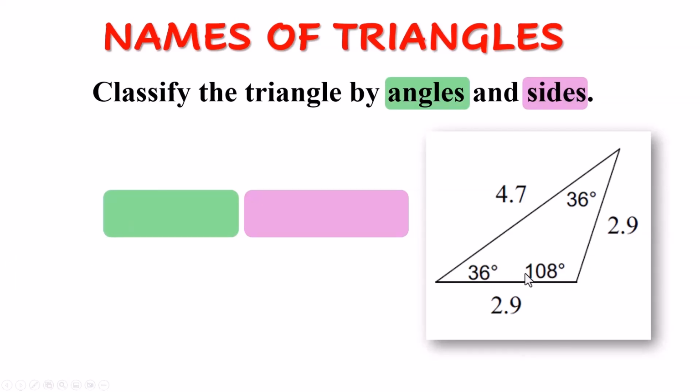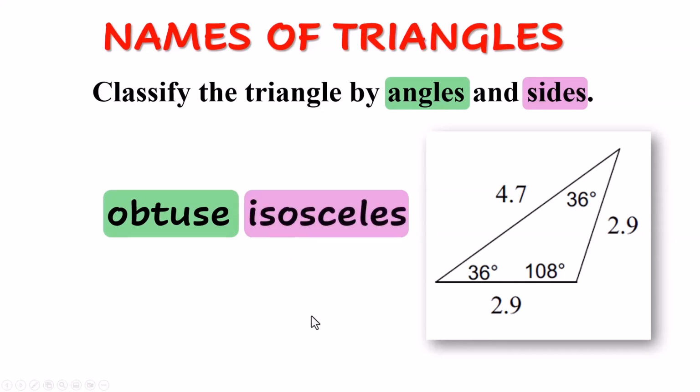You see the one big angle here, obtuse, and the sides though, here's a 2.9 and here's a 2.9. I have two sides that are the same. Remember the word for that? Isosceles.